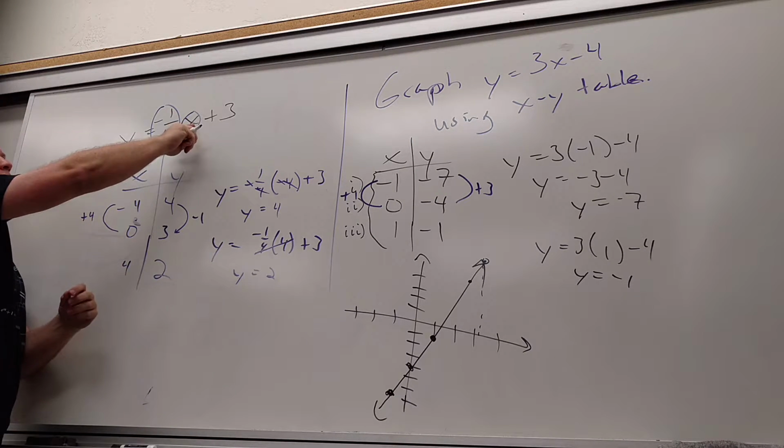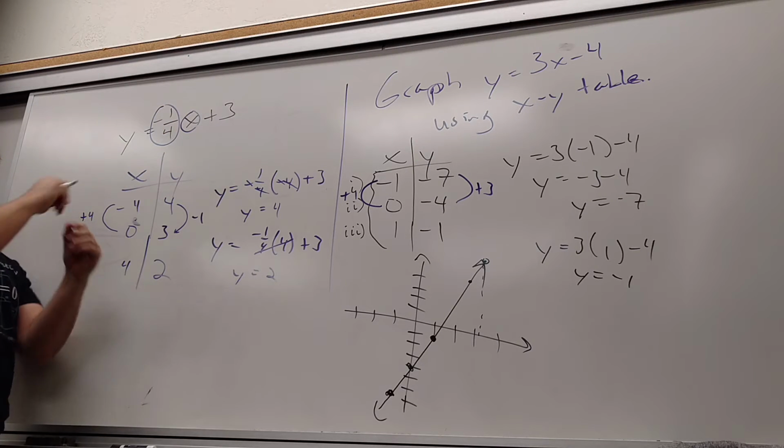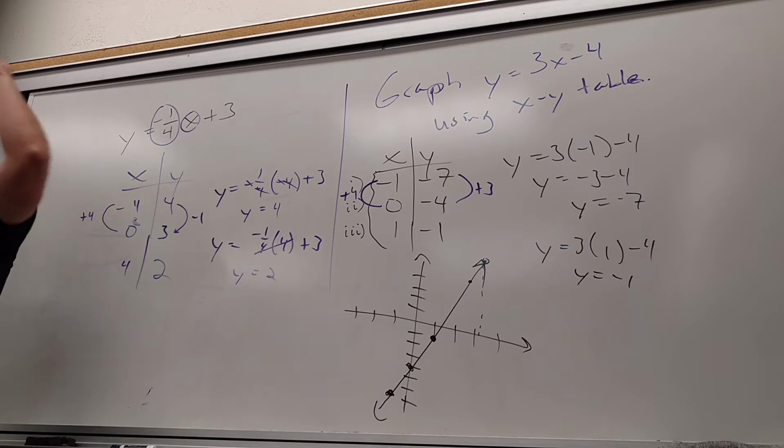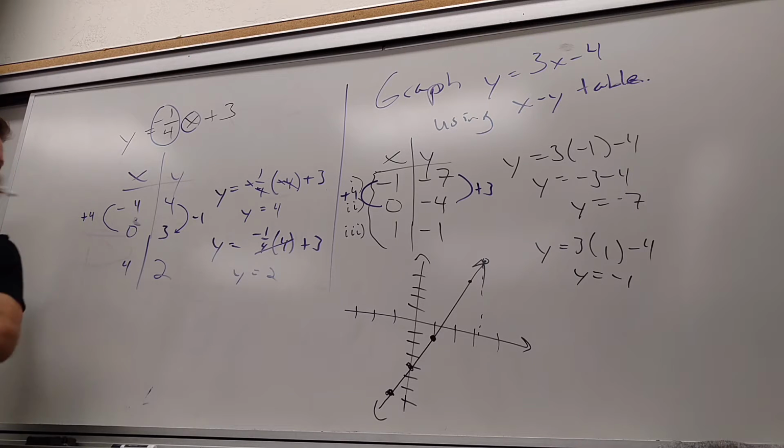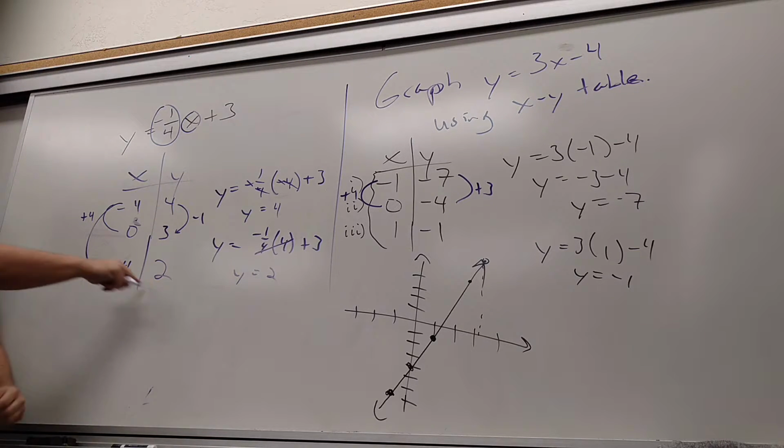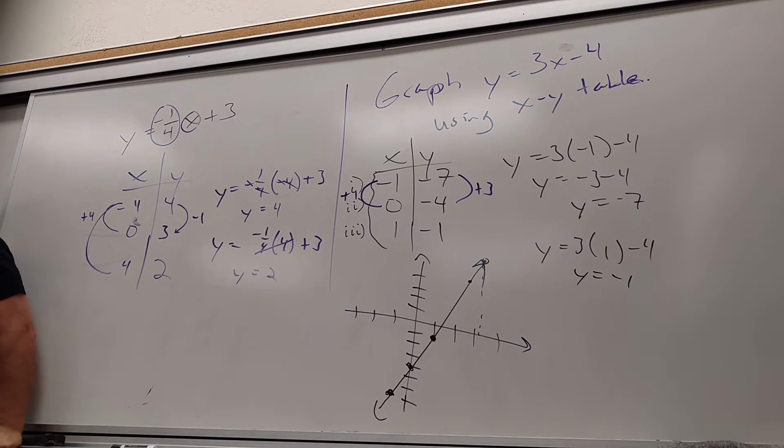So for every 1 in x, this goes down by 1/4. If x goes up 4, it's going to go down by 1. 8, it's going to go down by 2. That's the only reason. That's why it's the slope. It's not the slope because we decided to make that the slope. It's the slope because that's how it works. It just is how it works.